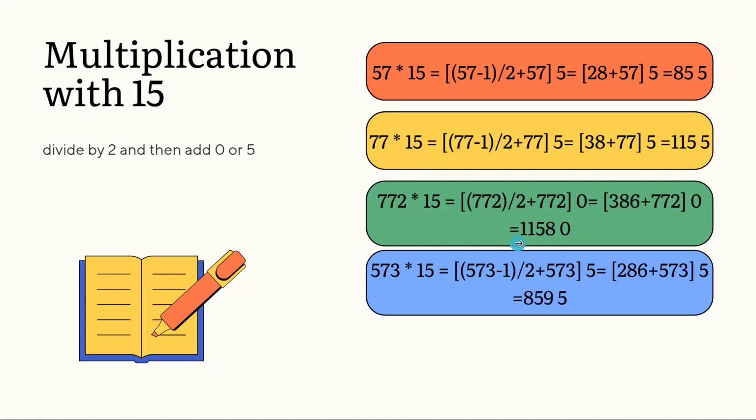So you can see, if you do this calculation in the traditional method, it will take a lot of time. However, if you do this calculation like this, right? Okay, 772 by 2 is 3, and then 8, and then 6. Okay, 3, and then 772 plus 386.